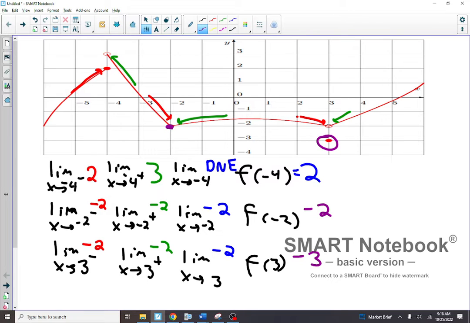And it does not exist for the limit at negative 4 because they're going to two separate places.